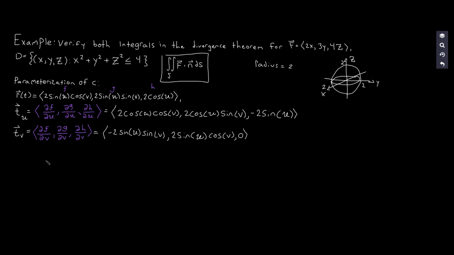We need to find what is vector T sub u cross vector T sub v. So we'll start out with our i hat, and 2 cosine of u, it's going to be 2 cosine of u times cosine of v. For j hat, it's going to be 2 times cosine of u times sine of v. And then we'll do our k hat.